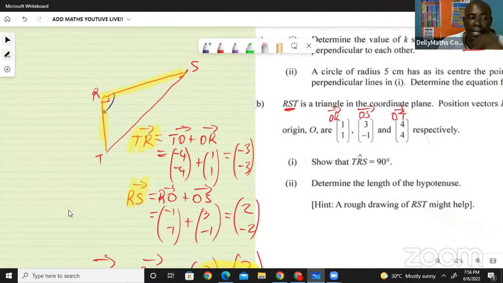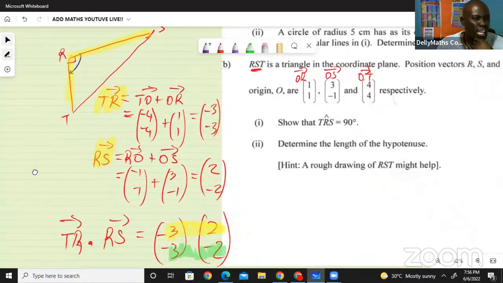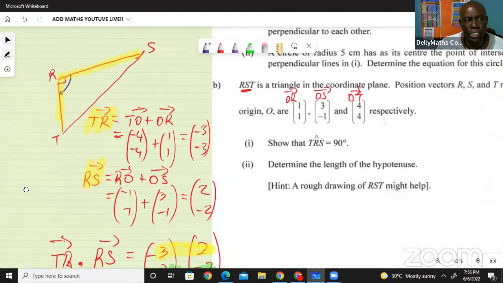Basically, if you're going to find the length of the hypotenuse, there are two things that you could do. You could use these two vectors to find TS and then find the magnitude of TS, or you could use Pythagoras' theorem. But I'm just thinking, why not just find TS and find the magnitude of TS and finish? So I'm going to take that route. Understand? Because I could find the length of TR, then the length of RS, and then use Pythagoras' theorem to get the length of TS.